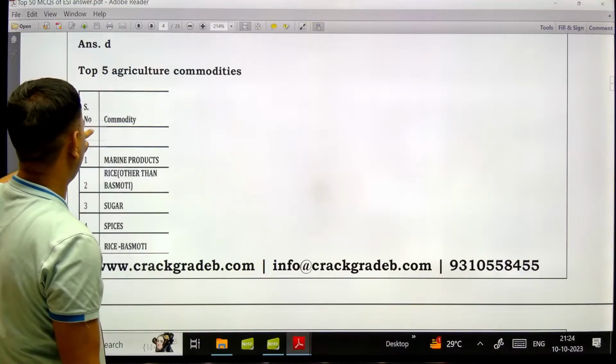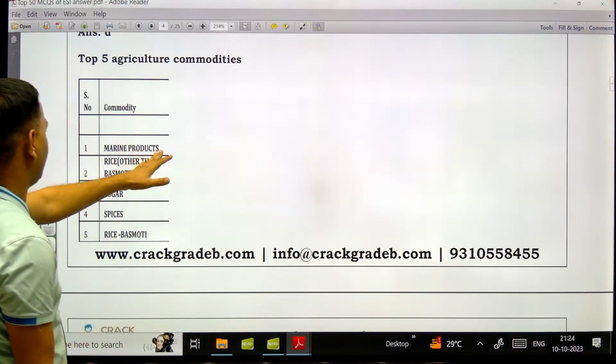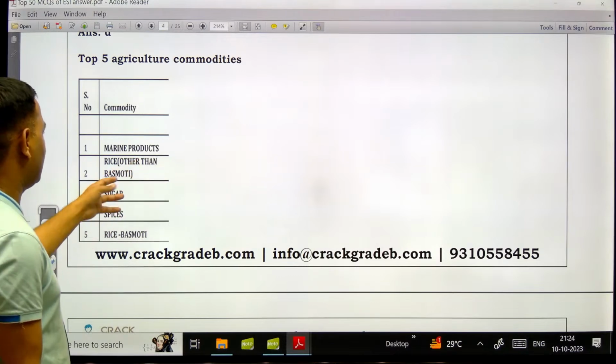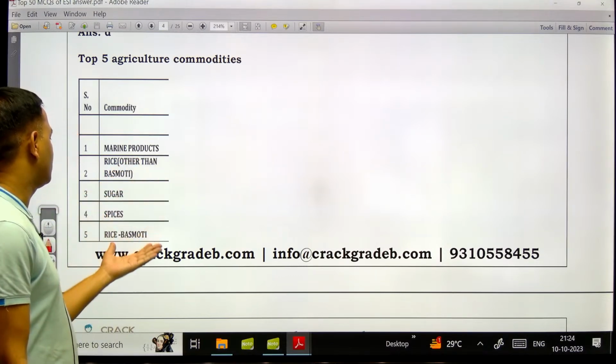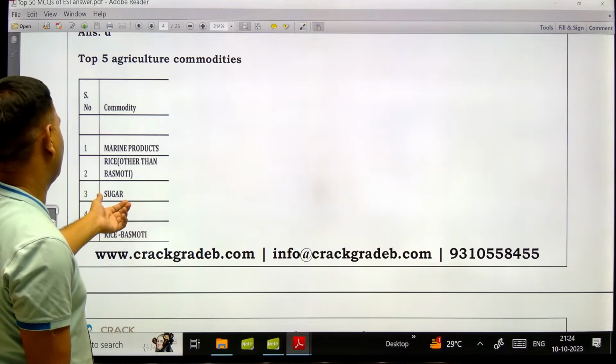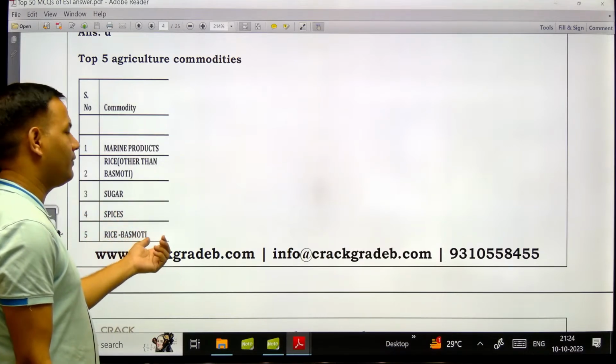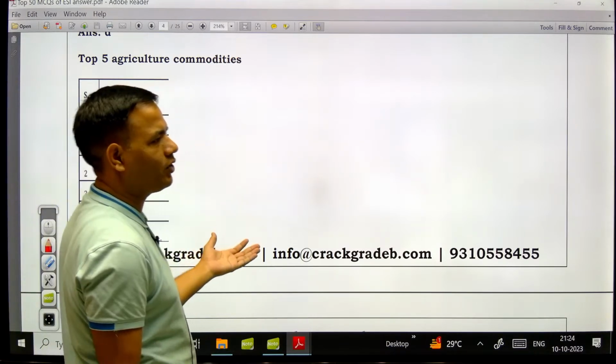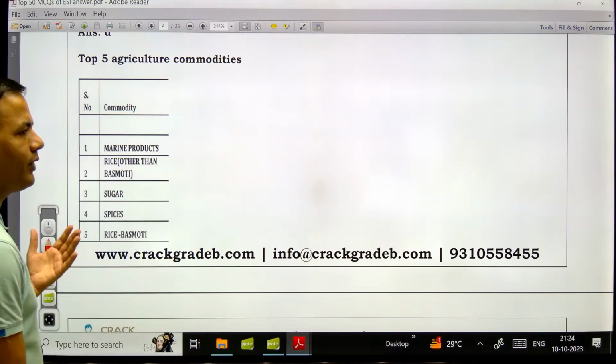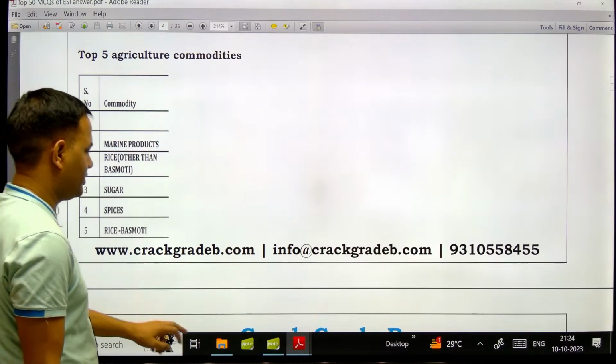These are the top 5 agriculture commodities. First is marine product, rice other than basmati, meaning non-basmati, sugar, spices, and fifth is basmati rice. Wheat is not among the top 5 commodities which are being exported.